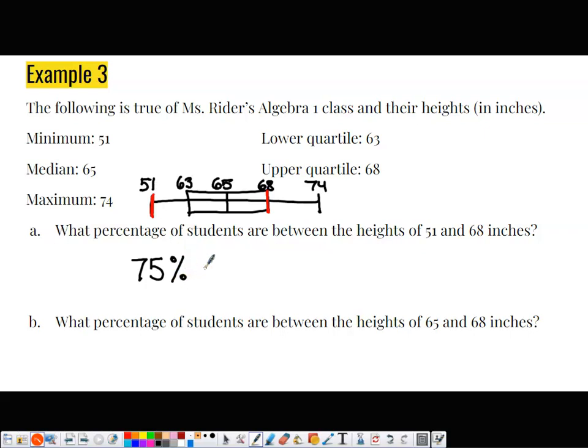Okay? And then part B, what percentage of students are between the heights of 65 and 68 inches, right? So here is 65. Here is 68 again, right? That's just one section, so our answer is just 25%.